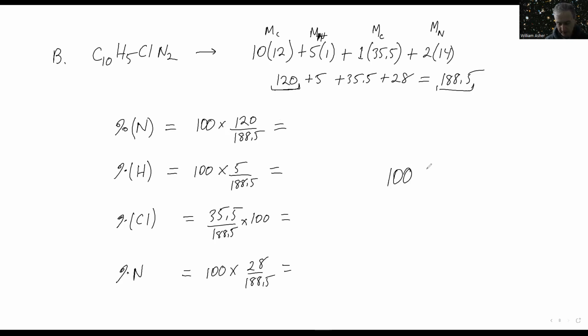better get 100% or pretty close to it. You might be off by 0.1% or 2, depending on how you round. But when you sum up all the different components, you better come out with 100%. If you don't, you did something wrong. So that's a good check on your work, right?